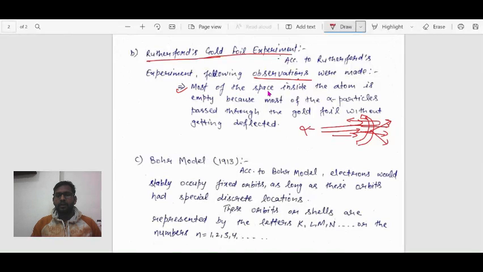That is, most of the space inside the atom is empty, because most of the alpha particles pass through the gold foil without getting deflected. So that was the Rutherford gold foil experiment.